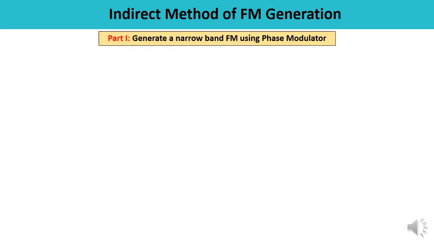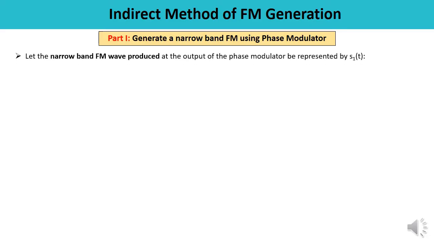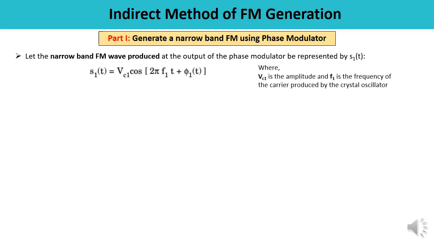The first part is generation of narrowband FM using a phase modulator. Let us understand how a narrowband FM is generated. Take a narrowband FM wave produced at the output of the phase modulator, represented by s1(t). s1(t) can be written as Vc1 cos(2π f1 t + φ1(t)). This is equation number 1.